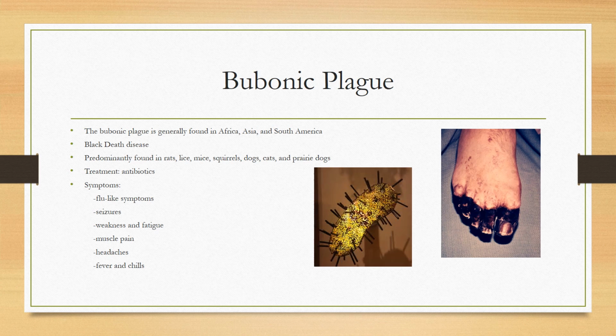They do also additionally have seizures. Weakness and fatigue, muscle pain, headaches, and the fever and chills. To the right, you see the specimen of bacteria that works in causing the bubonic plague, and the other image also shows a very advanced form of the bubonic plague.